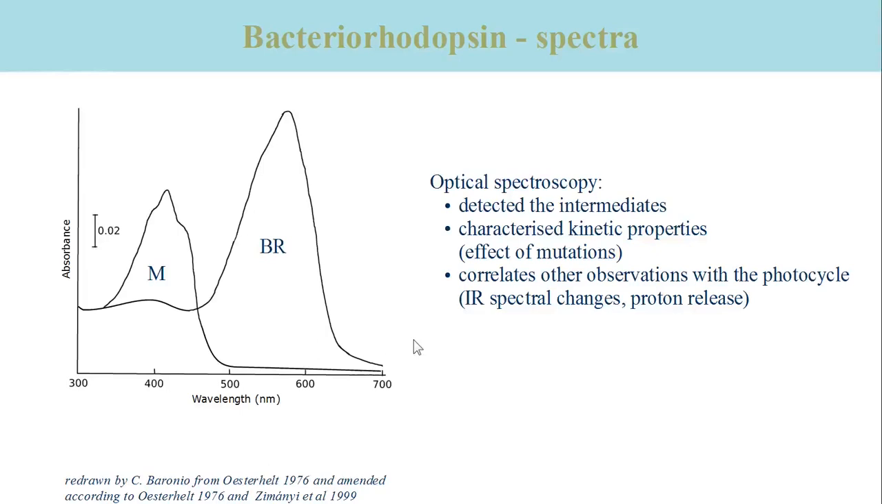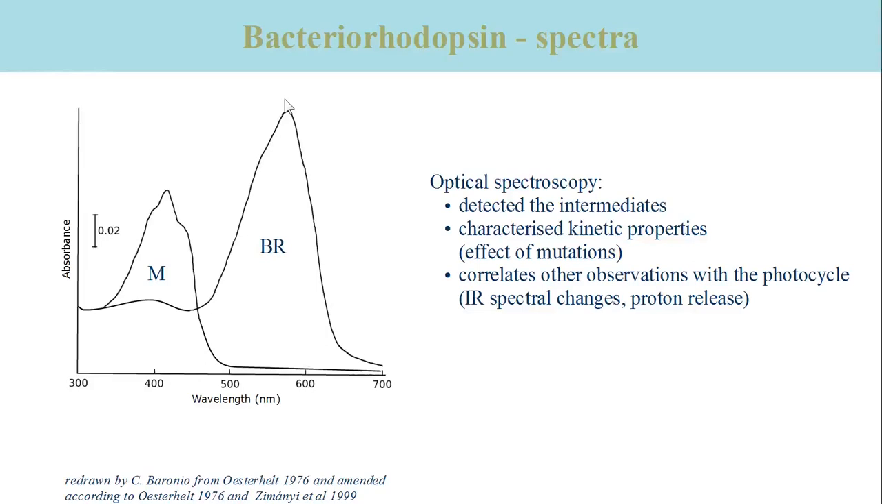The rest of the protein absorbs only in the ultraviolet, not in the visible spectral range. The absorbance maximum in the ground state is near 570 nanometer. Yellow and green light is absorbed, while blue and some red light can pass. Therefore, the color of the Br ground state is purple.